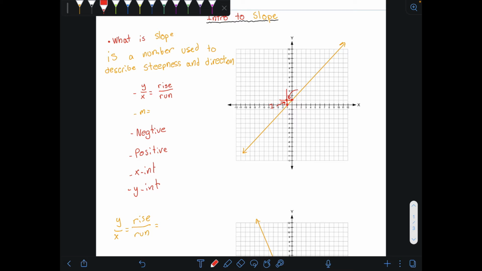So this one goes up 1, and this one goes 1 to the left. So this is our run, because it goes across horizontally in any direction, and this is our rise, because it is going up or down, in this case up. So really what we're doing is connecting the two points. So that's our rise over run, and you are able to do this with any two points on the graph.